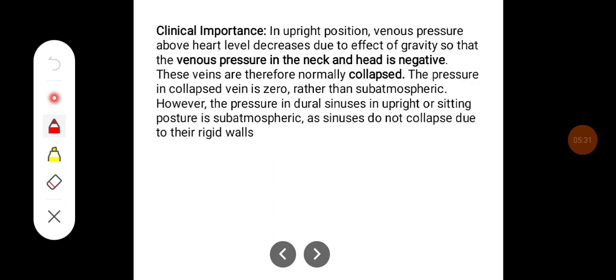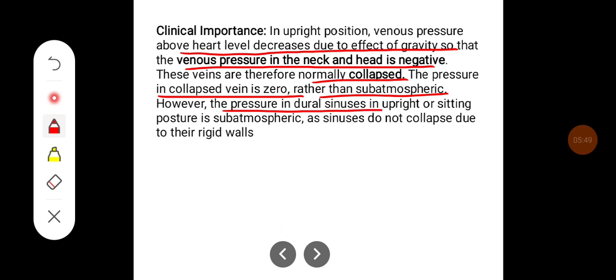In upright position, venous pressure above the heart level decreases due to the effect of gravity, so that the venous pressure in the neck and head is negative. These veins therefore are normally collapsed. The pressure in collapsed vein is zero rather than subatmospheric. However, the pressure in the dural sinuses in upright or sitting posture is subatmospheric, as the sinuses do not collapse due to their rigid walls.